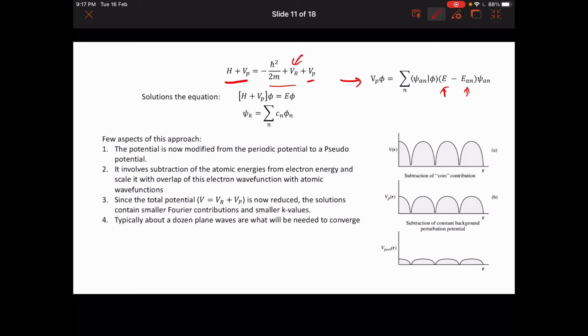So your actual potential, which was so deep and sharp, now becomes shallow because you have subtracted the lower lying atomic potential. So you get your Vp, which is something like this. And once your Vps are small and you do not have sharp features, then you can clearly see that it will not require a lot of Fourier series expansion. So the number of k values that you take will be small, and the problem will be much easier to solve if you use the pseudo potential method.